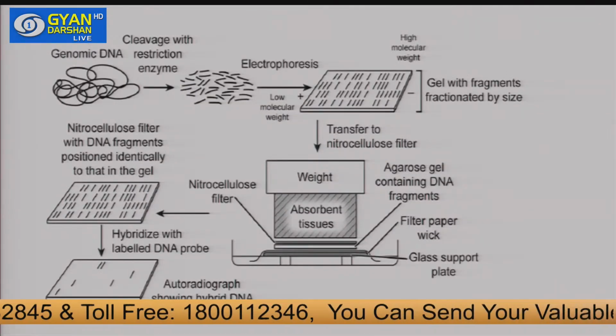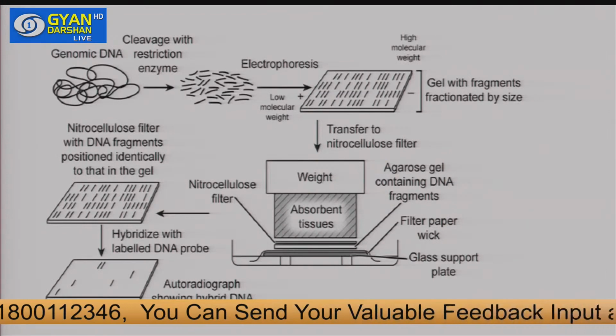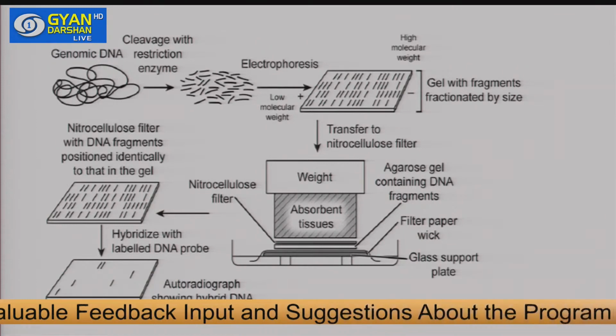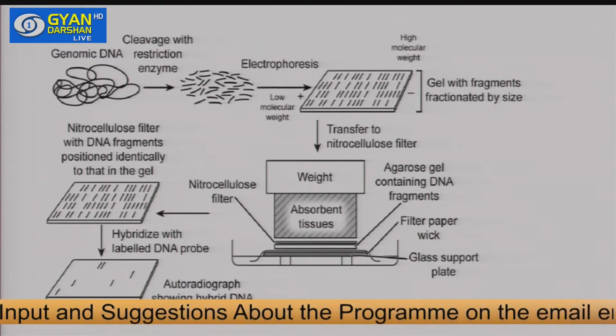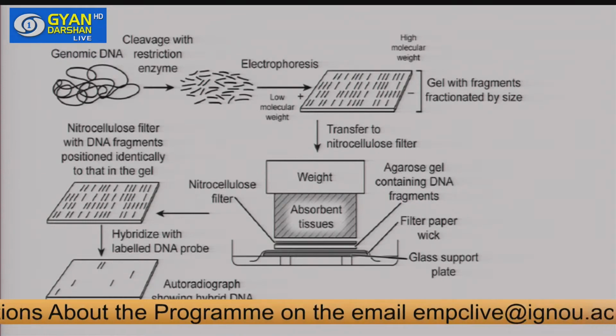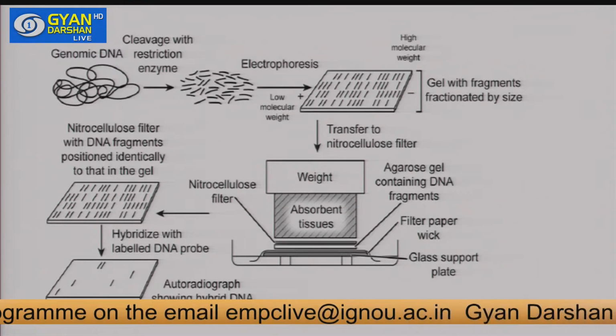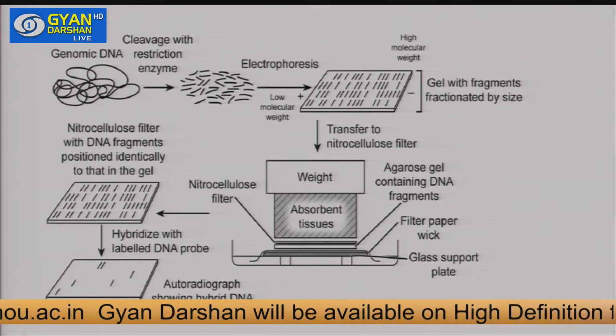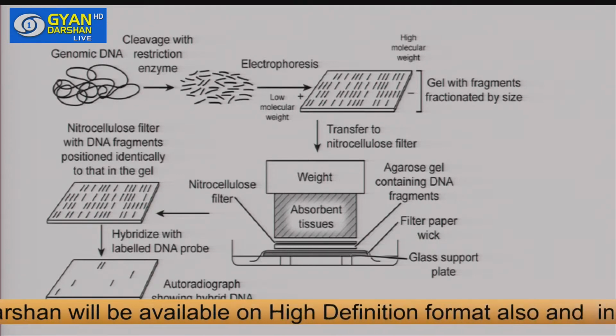So you need to run an agarose gel, or undergo agarose gel electrophoresis. You load the restriction enzyme digested genomic DNA in the agarose gel and then run the gel. Once the gel is run and you stain it with ethidium bromide, you will be able to see fragments, because the genomic DNA is digested into several fragments. Now you need to transfer the digested genomic DNA onto a membrane.